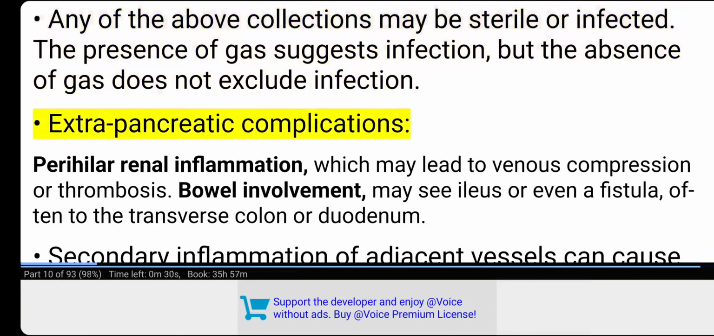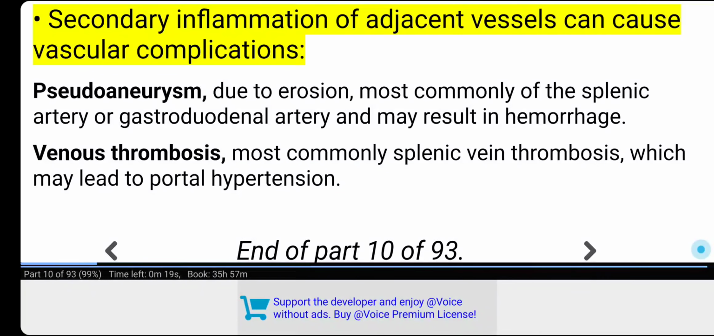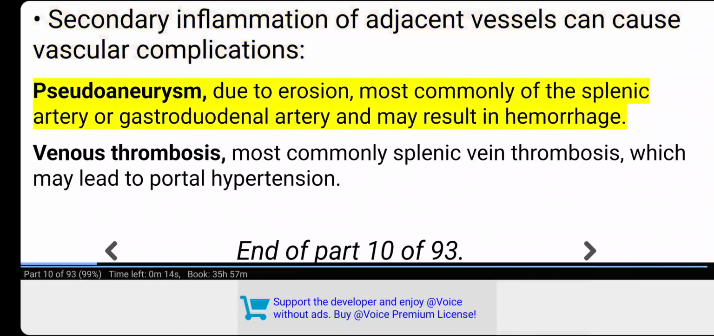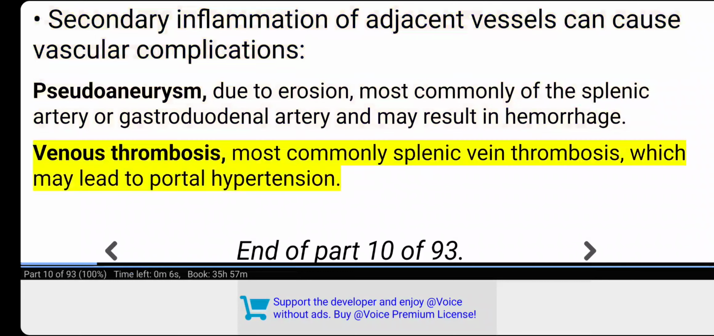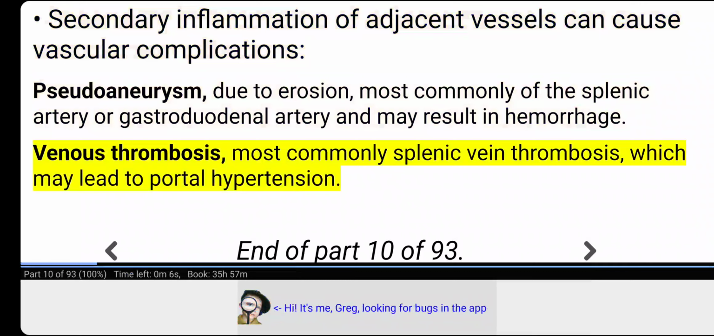Extrapancreatic complications. Perirenal inflammation, which may lead to venous compression or thrombosis. Bowel involvement may show ileus or even a fistula, often to the transverse colon or duodenum. Secondary inflammation of adjacent vessels can cause vascular complications. Pseudoaneurysm, due to erosion, most commonly of the splenic artery or gastroduodenal artery, may result in hemorrhage. Venous thrombosis, most commonly splenic vein thrombosis, may lead to portal hypertension.